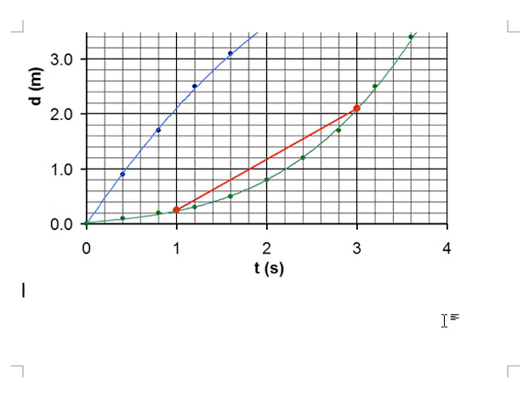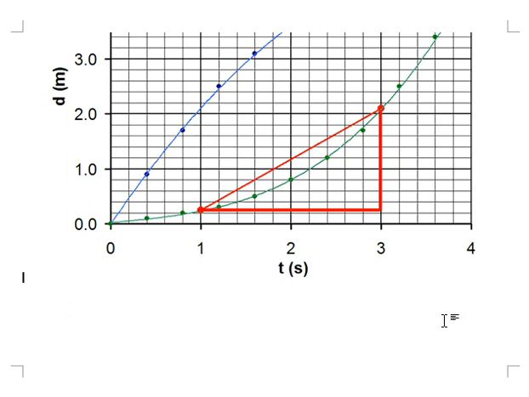Grab yourself a ruler, draw a straight line in between them. And now we're going to turn that into a slope triangle. So there you go. Show your rise, show your run.